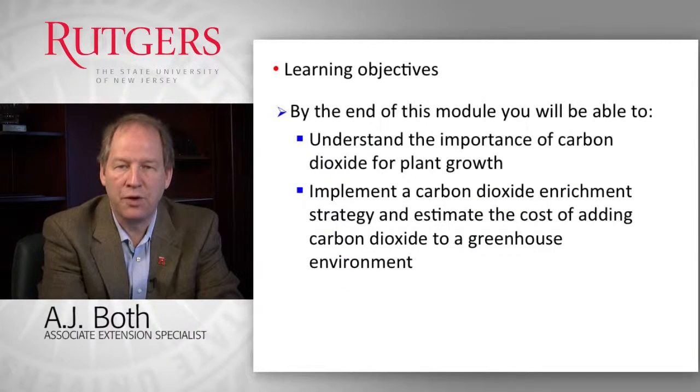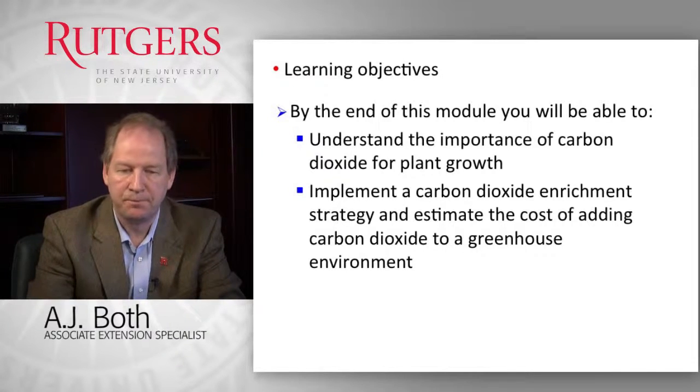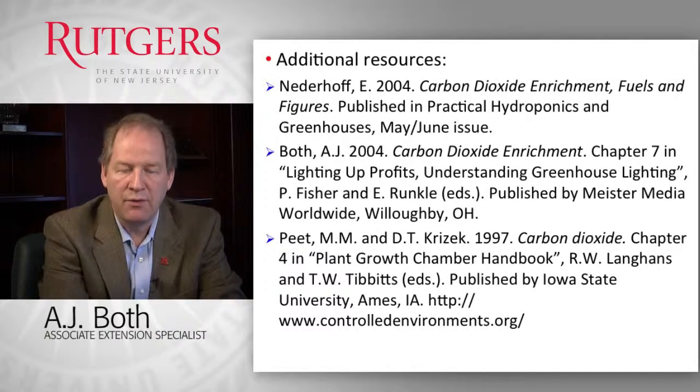The learning objectives for this module are that you should be able to understand the importance of carbon dioxide for plant growth, and you should be able to implement a carbon dioxide strategy and estimate the cost of adding carbon dioxide to a greenhouse environment. There are several additional resources that I think will be very useful. A publication by Nederhoff, a publication by myself, and a publication by Pete and Kryzak. Several of them you can find online, and the book Lighting Up Profits, Understanding Greenhouse Lighting can be purchased from Meister Media.